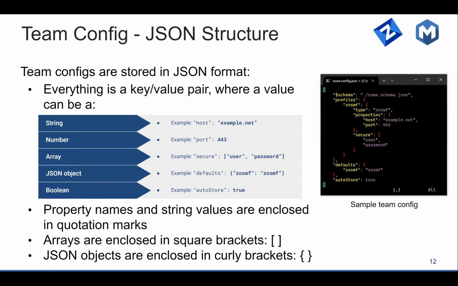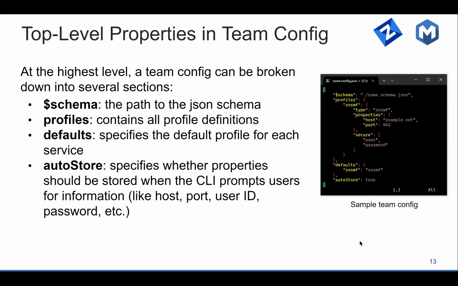And so a few other points on JSON: property names and string values are enclosed in quotation marks. Arrays are enclosed in square brackets. And JSON objects are enclosed in curly brackets. And everything is separated by commas. And it's also important that you have the curly brackets at the beginning and end of the file. And so that's a quick rundown of JSON and how it relates to the team config.